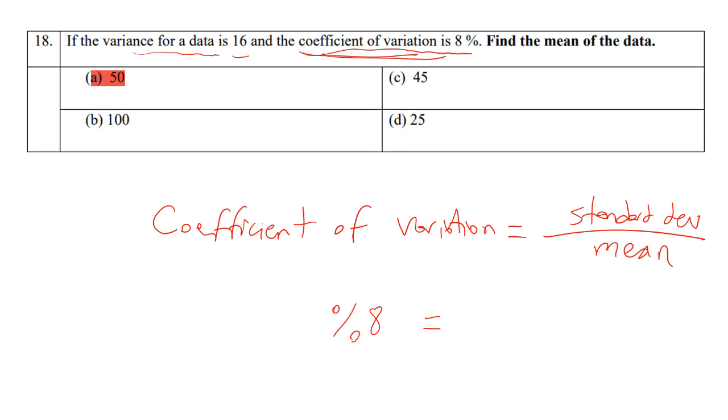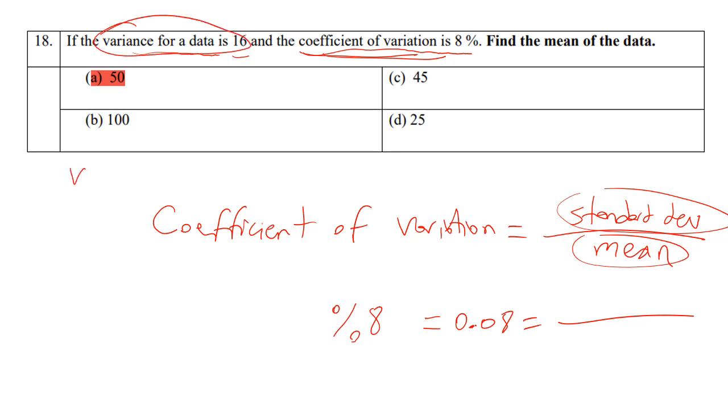So 8% means 0.08, which is equal to the standard deviation divided by the mean. We don't know the standard deviation yet, but what is given to us is the variance. If the variance is 16, what can you say about the standard deviation? The standard deviation is the square root of the variance, which is 16, so it will be 4.